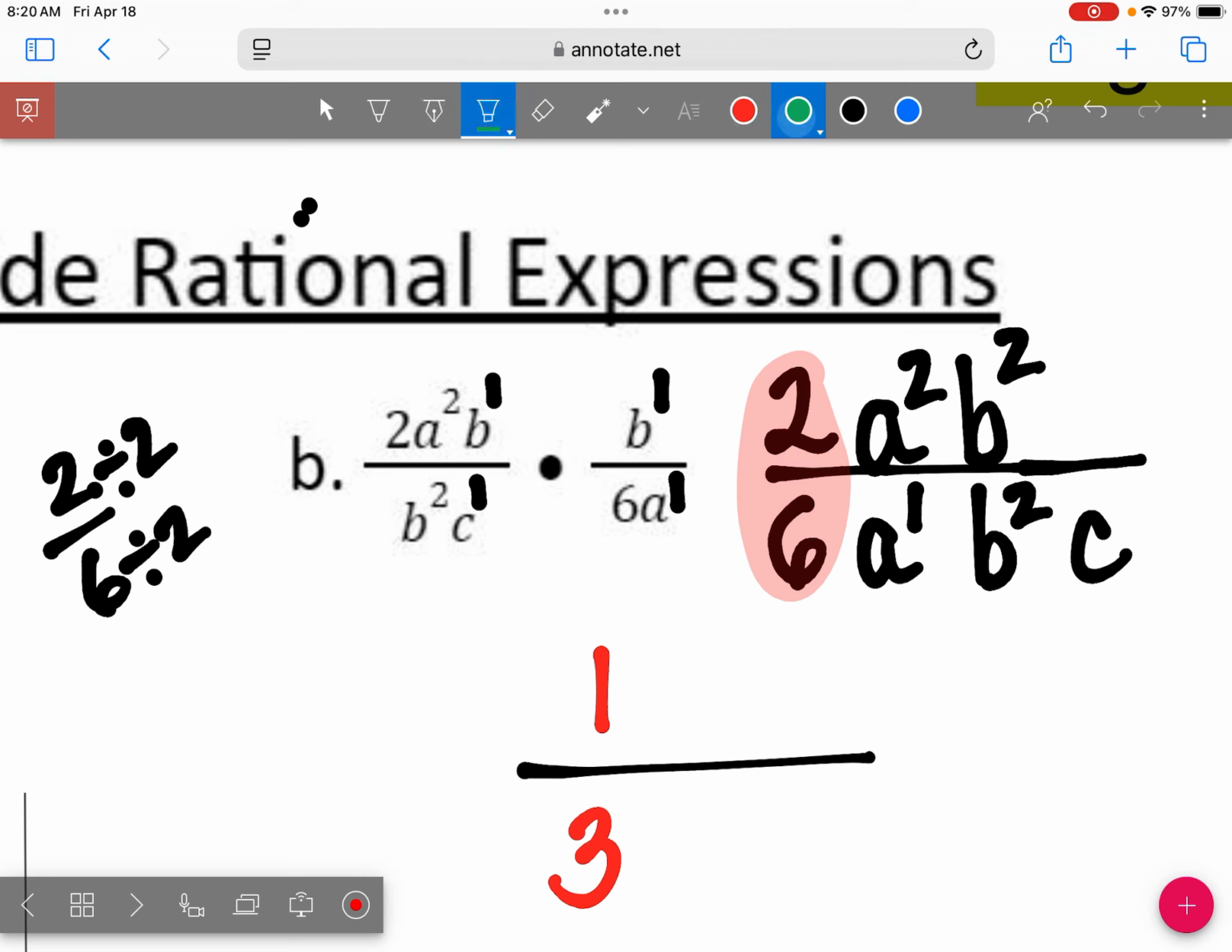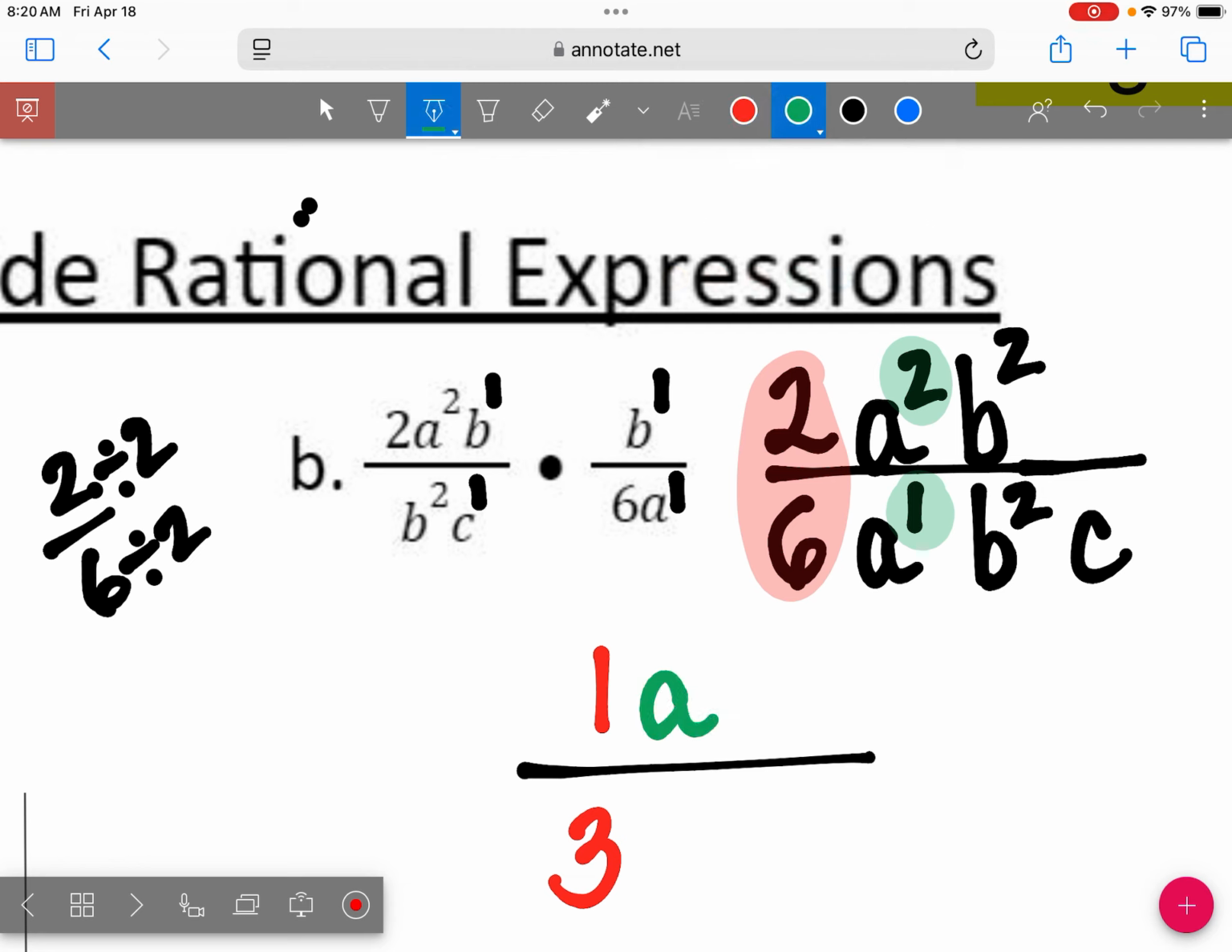Now let's subtract our exponents. I have 2 upstairs and 1 downstairs. 2 minus 1 is 1. But where am I going to put that 1 A? Top, because I have more upstairs. So I'm going to put that A in the top.